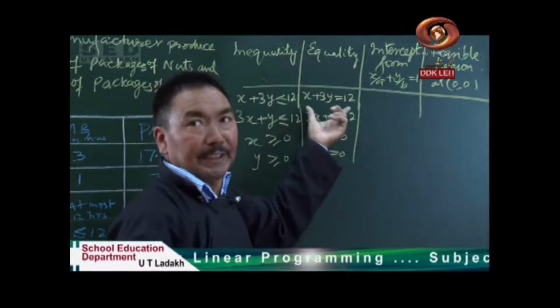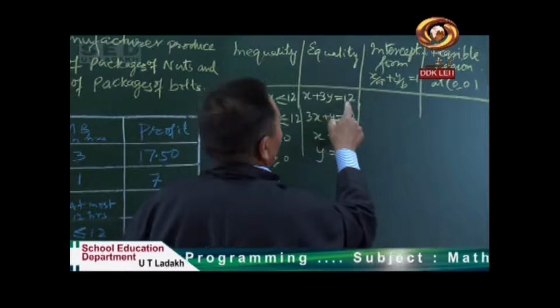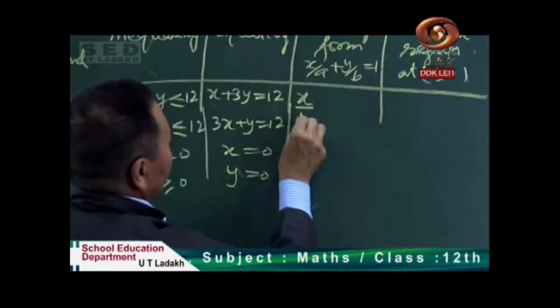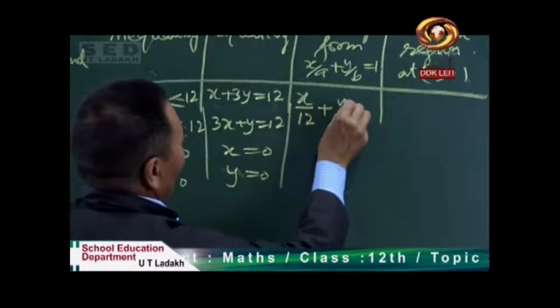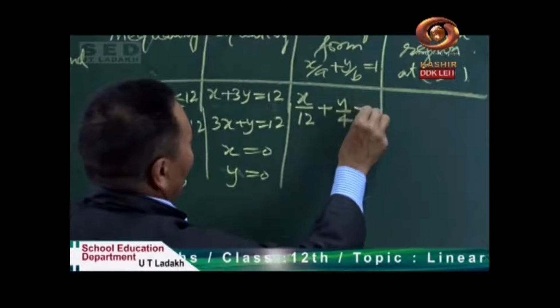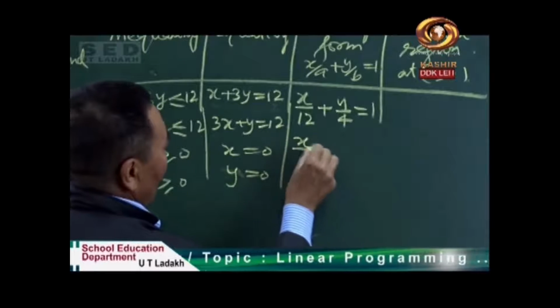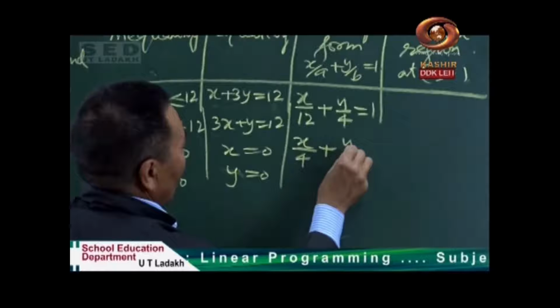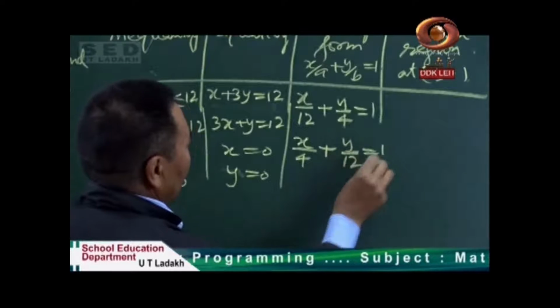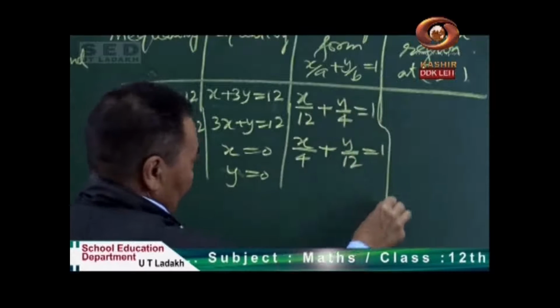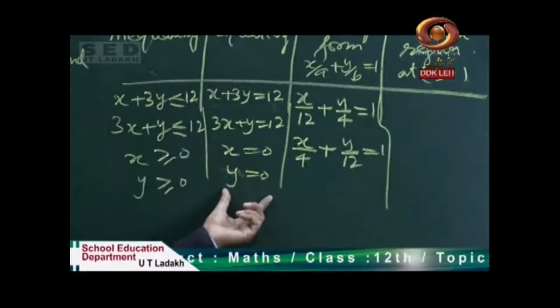Now I would like to make it in intercept form. If I divide both sides by 12, then I'll get x by 12 plus y by 4 equal to 1, and x by 4 plus y by 12 equal to 1. For this we don't need to make it into intercept form because this is already solved.